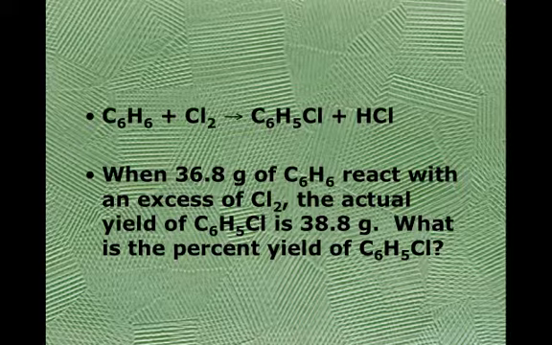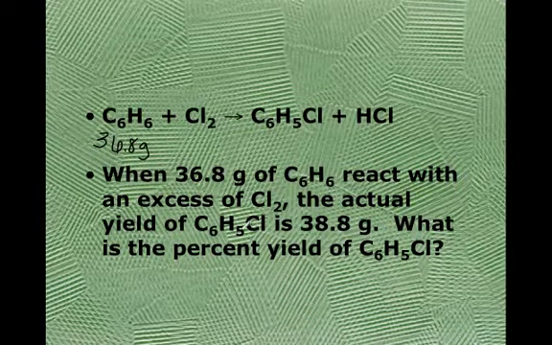So when 36.8 grams of C6H6, so let's write 36.8 under here, with excess chlorine. So which one's our limiting reactant? Right, C6H6, because it tells us that chlorine's in excess. We don't have to worry about how much chlorine, so we don't have to calculate which one's limiting. The excess one is chlorine.